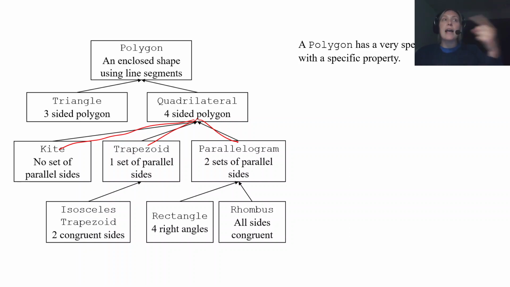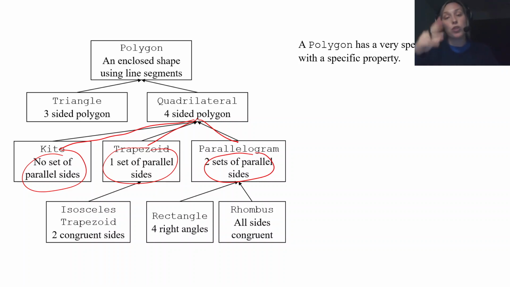A kite, trapezoid, and parallelogram, all three of those shapes have four sides, right? But they add their own property. A kite has no set of parallel sides, a trapezoid has one set of parallel sides, and a parallelogram has two sets of parallel sides. So all three of them are quadrilaterals, all three of them are polygons, but they add their own unique properties.